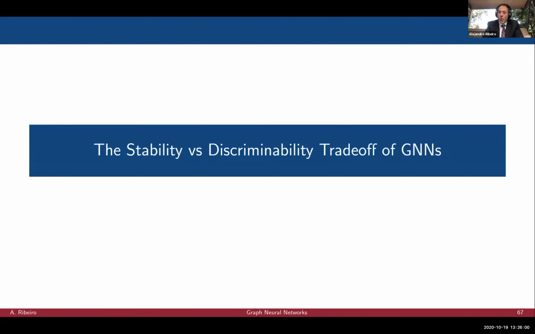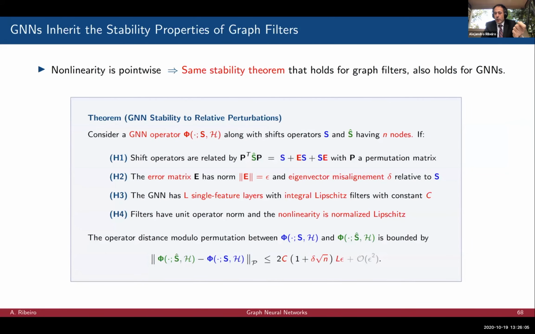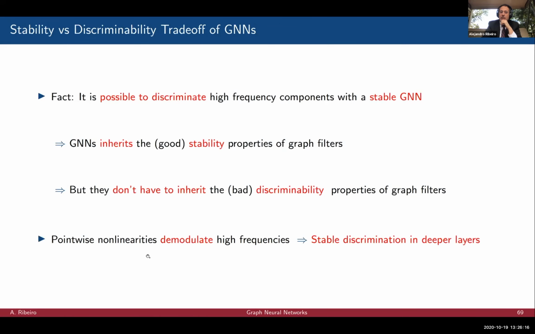Now, do GNNs solve this problem? Well, actually, yes, they do, right? Because we have seen that the GNN inherits the stability of the graph filters. That's good, right? So if the filter is stable, the GNN will be stable. But the GNN doesn't have to inherit the bad discriminability properties of the graph filter. We want it to inherit the good stability of the filter, but we don't want it to inherit the bad discriminability. And it doesn't have to, because the nonlinearities are going to demodulate your high frequencies so that stable discrimination is possible in deeper layers.